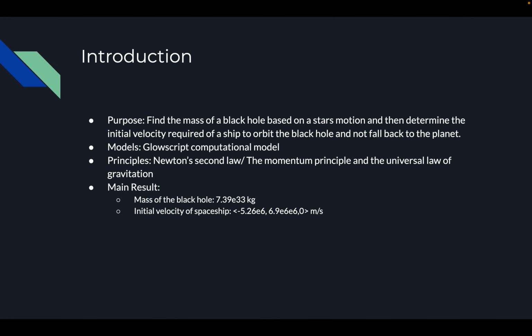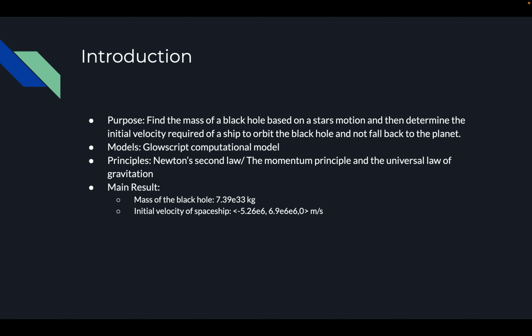The purpose of this lab was to find the mass of a black hole based on a star's motion, and then determine the initial velocity required of a ship to orbit the black hole and not fall back to the planet it launched from. The models used were a GlowScript computational model, and the principles involved were Newton's second law, the momentum principle, and the universal law of gravitation.